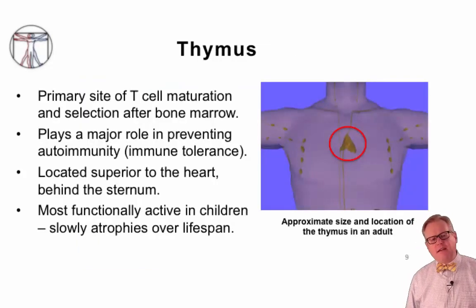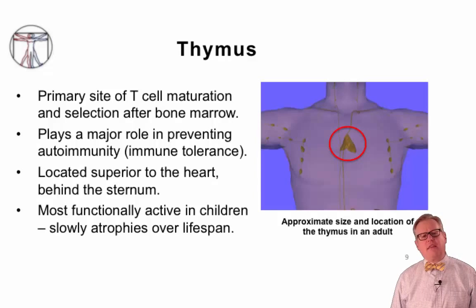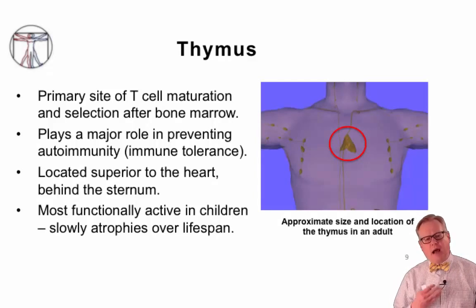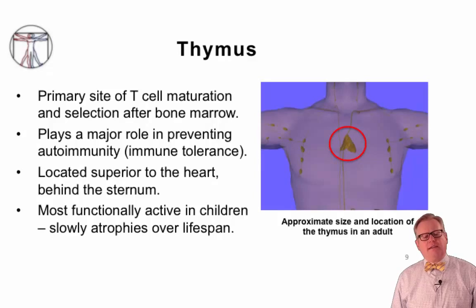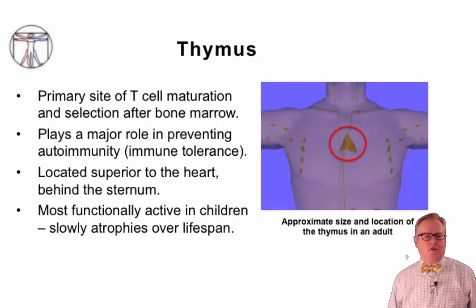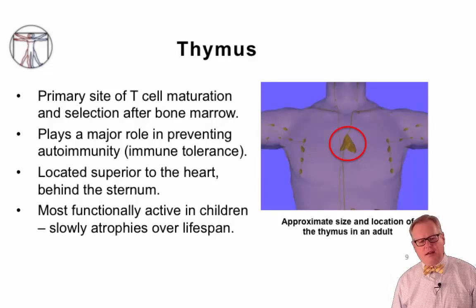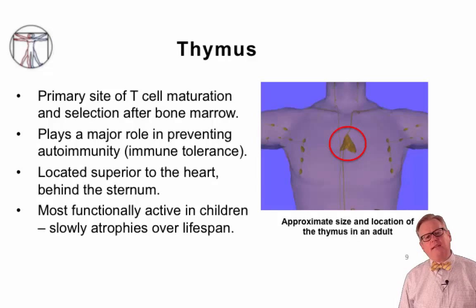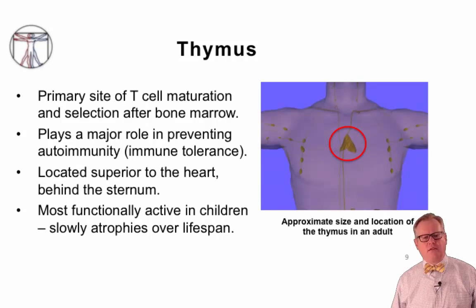Now, the second primary lymphoid organ is the thymus, which is located behind the sternum and superior to the heart. It is the primary site of T-cell maturation. I think of it as sort of the T-cell university or T-cell college. It's where T-cells go to be educated. And the thymus plays a major role in preventing autoimmunity because it's in the thymus where the initial events of immune tolerance begin to be initiated.